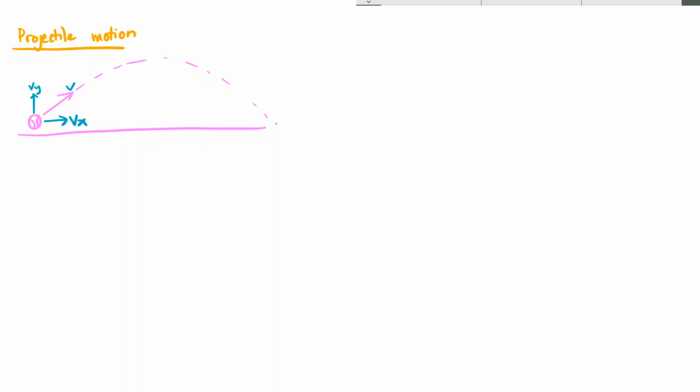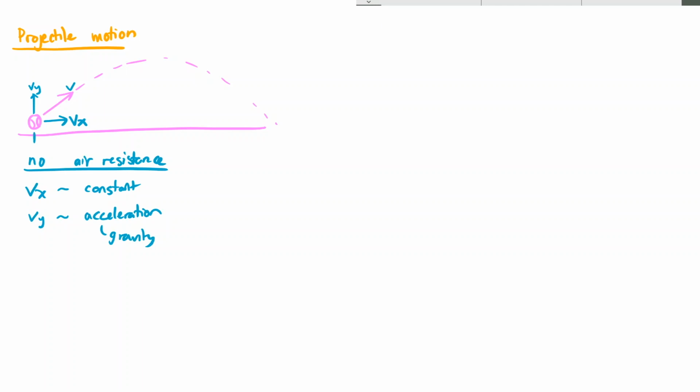Alright, with no air resistance, Vx will be constant throughout the whole thing, so it's a constant motion. Vy has acceleration, where it's due to gravity. So there's the acceleration due to gravity there.